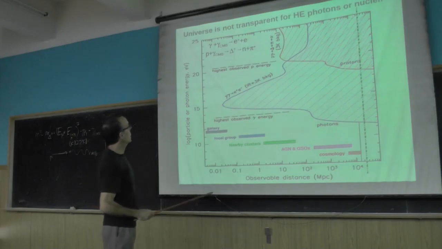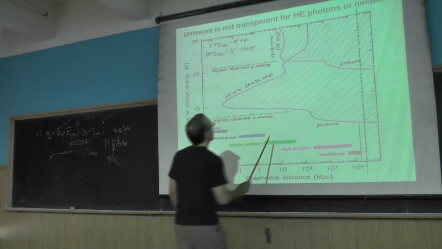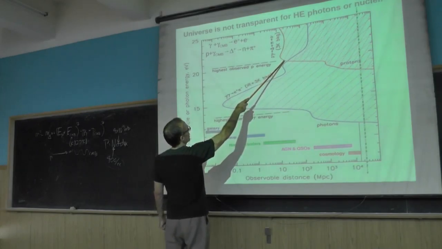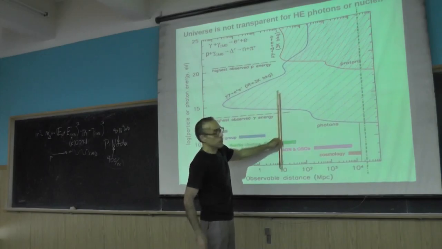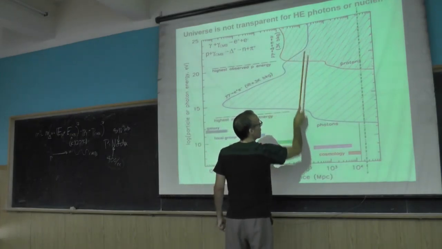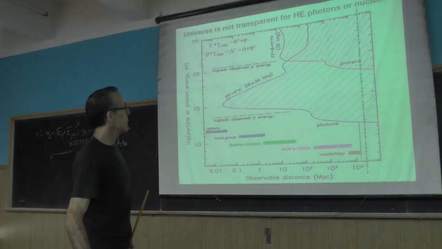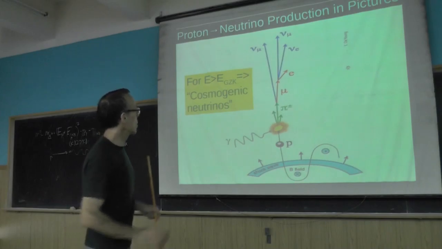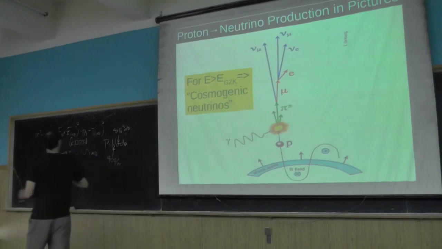So we can see, for instance, protons if they have an energy which is a little bit less than 10 to the 20 electron volts, and are within this 8 megaparsec limit or so. Once you get beyond there, of course, what will happen is that you'll get successive interactions until the proton energy falls below that limit.